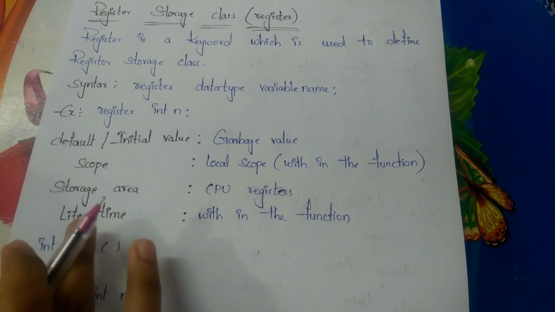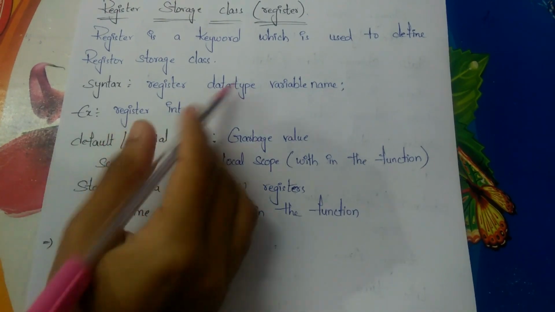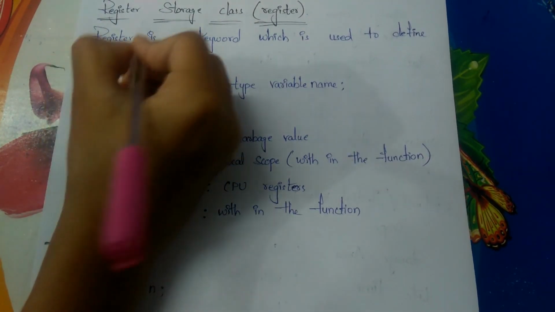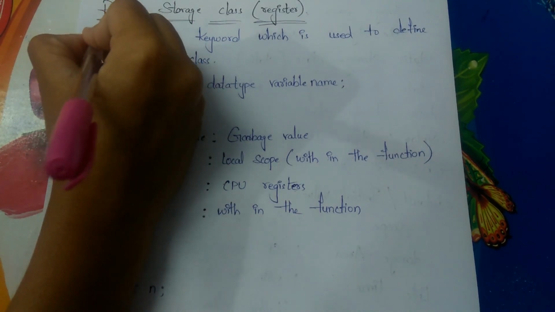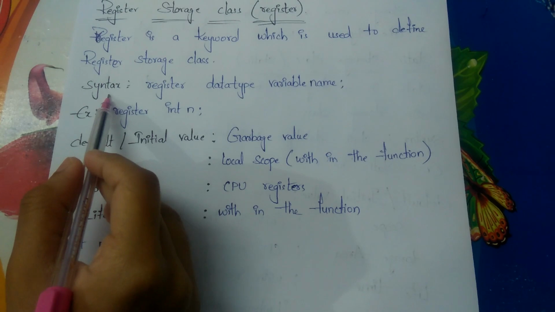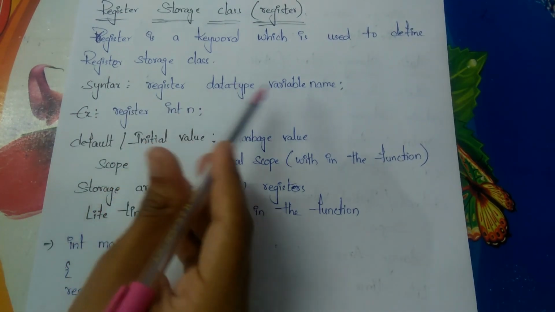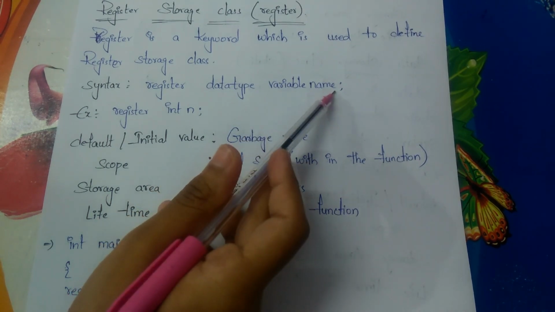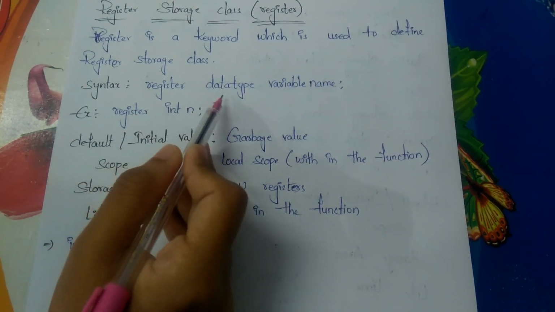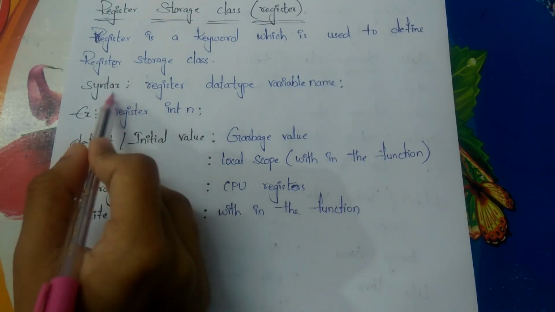Finally we have the register storage class. Register is a keyword which is used to define the register storage class. Every keyword starts with a lowercase letter. The syntax is we start with the register keyword, followed by the data type, then the variable name, and ended with a semicolon. So register int n is an example for this.